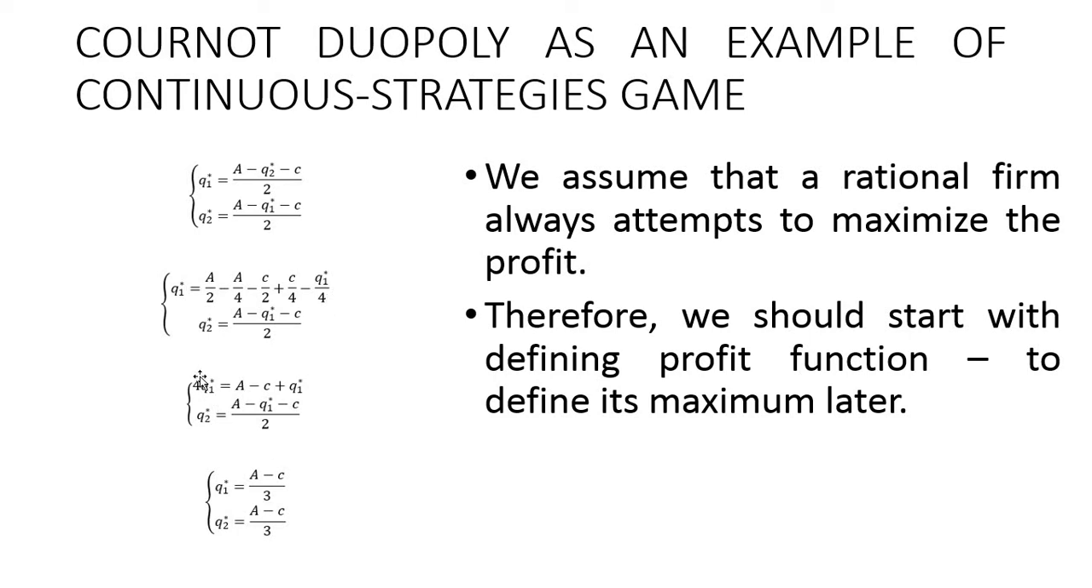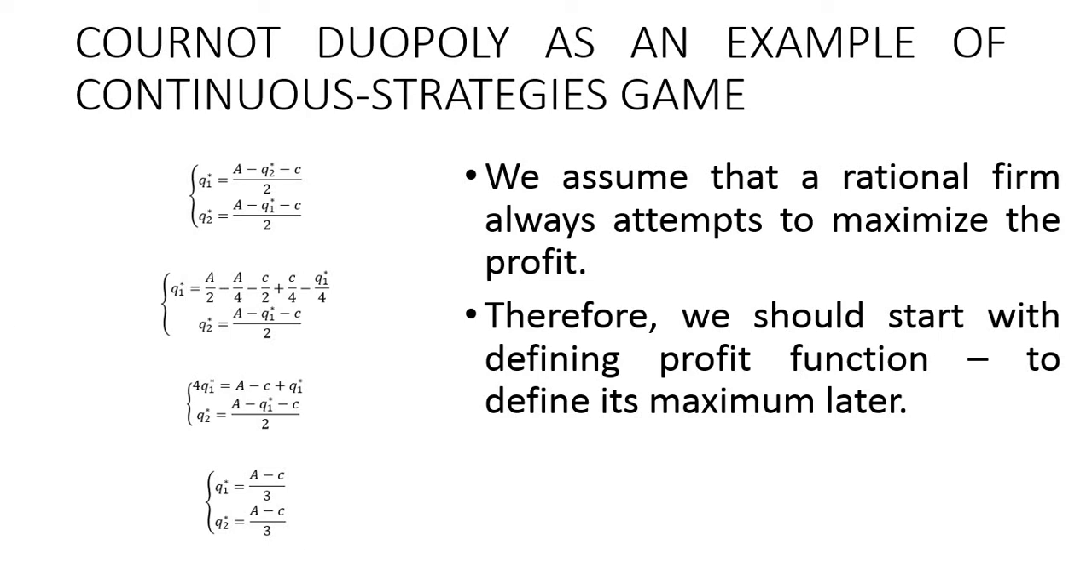You make some relatively simple transformations, and then you get 4Q1 optimal is equal to A minus C plus Q1 optimal. And then you just simplify everything and calculate the optimal value of Q1, which will be equal to (A minus C) over 3. Then you put this value into the best response function of the second firm, and what you get is (A minus C) over 3. And congratulations, we are done.